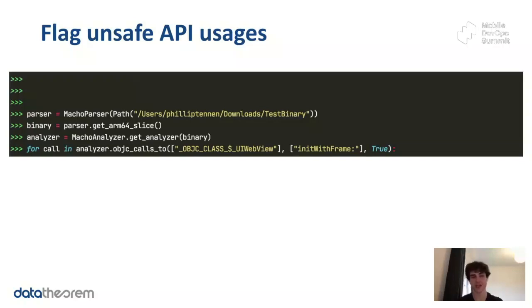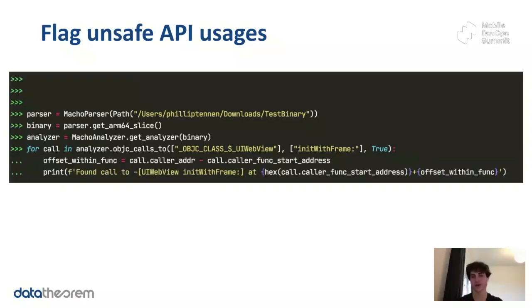Next, we can use this Objective-C calls to API to ask the analyzer to give us all of the calls to some API we're interested in. Just as a basic example, I'm flagging usages of UIWebView. Not to pick on UIWebView too much, but it's deprecated and it has security issues. WKWebView has been its modern replacement for many years, so I figured why not. We're going to look for all the usages of UIWebView in our binary and iterate over them. For each of these calls, we can print out that we've found a call to UIWebView at this address, go analyze further here.